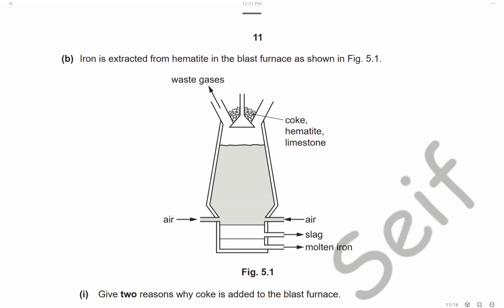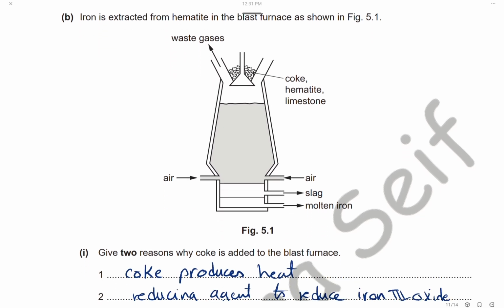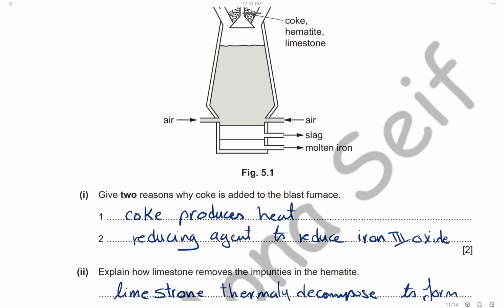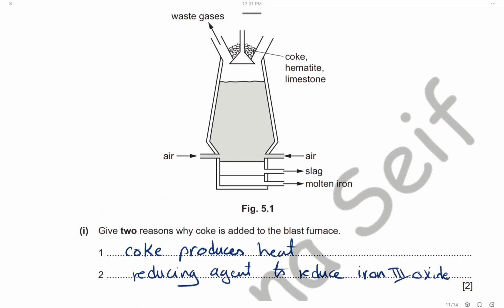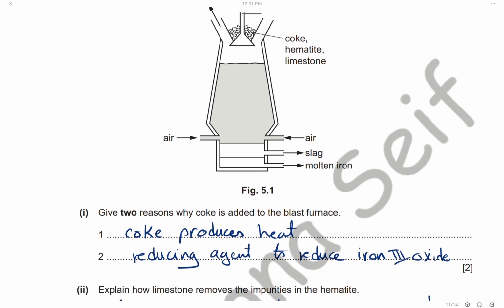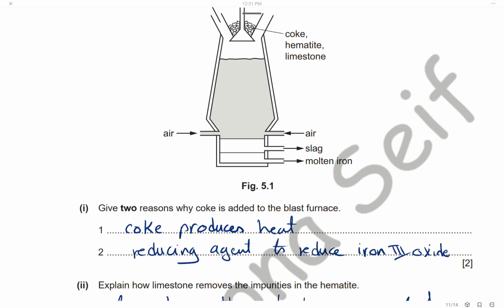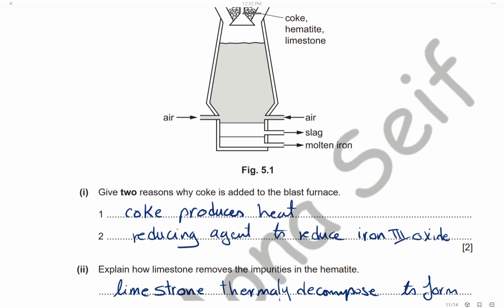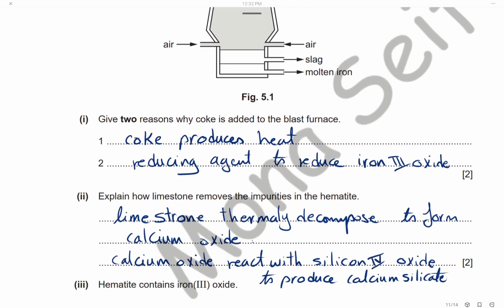Iron is extracted from hematite in the blast furnace as shown in the figure. Give 2 reasons why coke is added to the blast furnace. Here, coke has 2 functions. First, it reacts with oxygen, and this reaction is an exothermic reaction, so coke is a source of heat in the blast furnace due to the exothermic reaction, burning in the presence of oxygen. Second, coke acts as a reducing agent to reduce the iron 3 oxide. So these are the 2 reasons for using coke in the blast furnace.